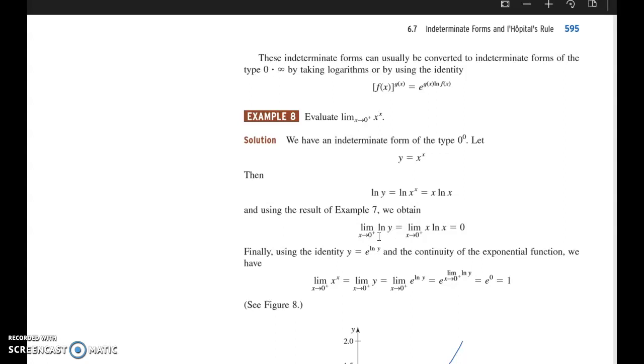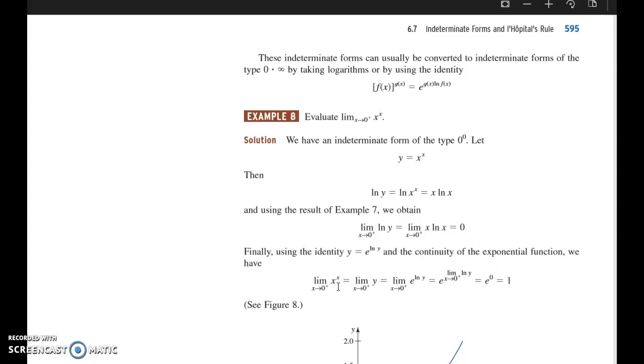Next, apply the limit on log y. Limit x tending to 0 plus of log y equals limit x tending to 0 plus of x log x, which is of the form 0 into infinity. We have done this problem before. So the answer is 0. So limit x tending to 0 plus of log y is equal to 0.